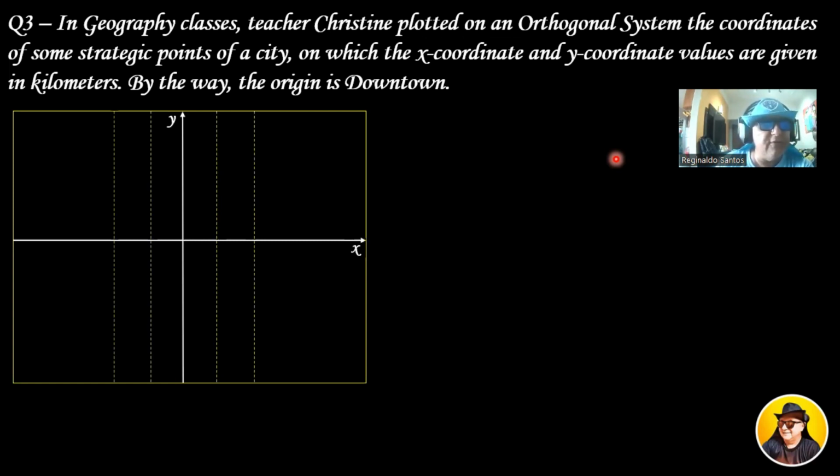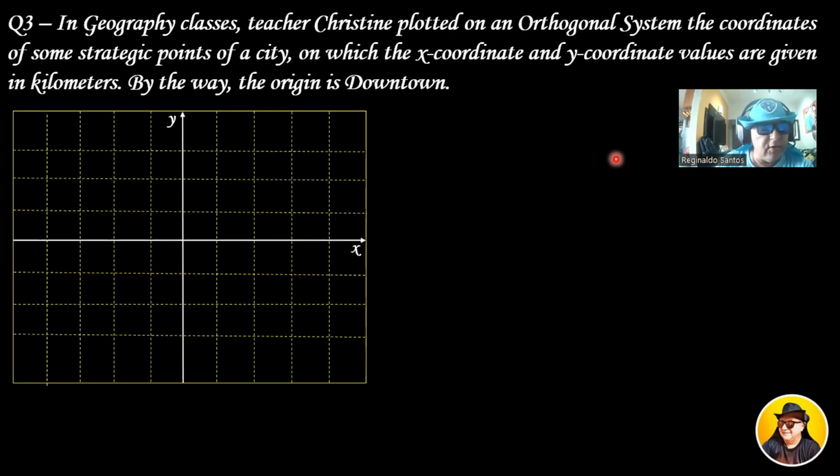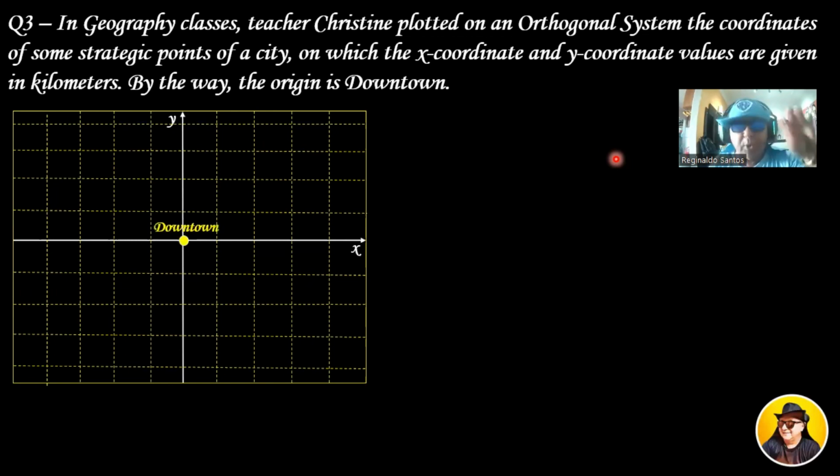Okay, doing it. The vertical ones. Now the horizontal ones. Let's do it slowly. Okay, now let's check where the points are. Okay, the origin is downtown. The word problem already said it.